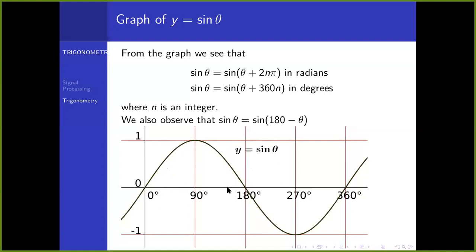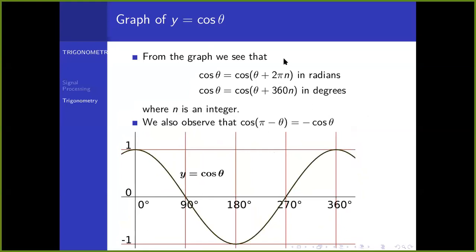But this point here will be 180 minus theta, and the one on this side will be theta, and they will all be at the same level, and therefore they have the same value for the sine. So these are properties that you need to keep in mind because they come in handy as we go along.